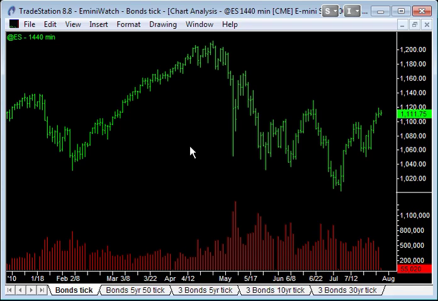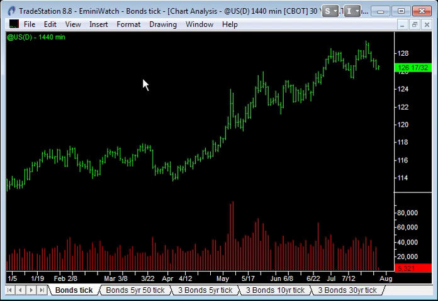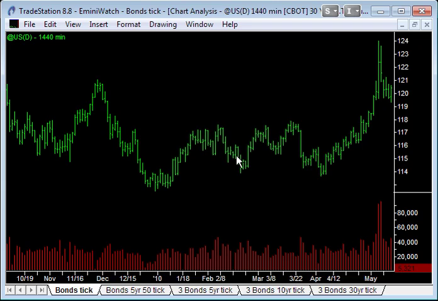So you can use the same kind of methodology to look at the different bond markets. So let me just spin through these quickly. This is exactly the same chart, exactly the same setup, and in this case we've got the 30-year bond contract at @US in TradeStation. That's 1440 minutes again, exactly the same kind of volume chart.